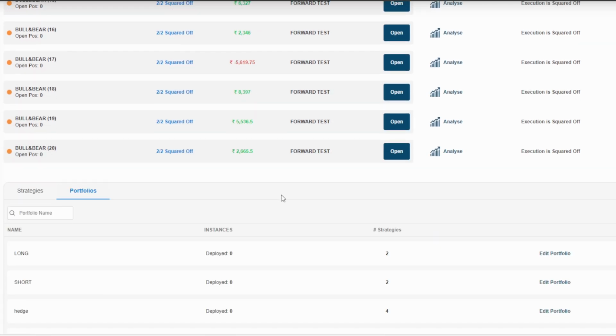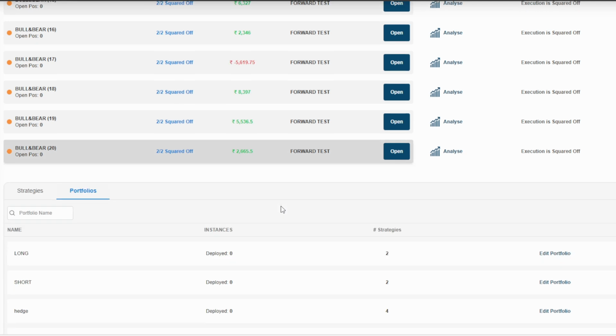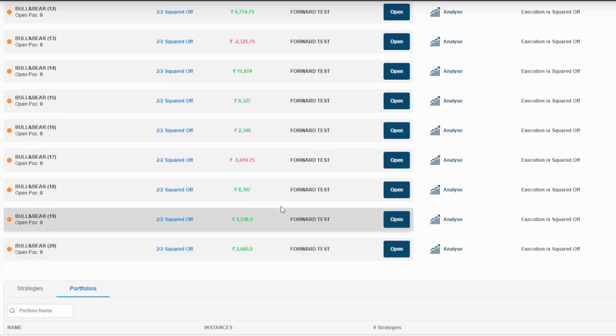The index moved in the same place, and most of the time today the index was moving between 100 points only. So like this we deploy different strategies and stay protected by adding both call and put options on both sides. That's why I gave the name bull and bear strategies.